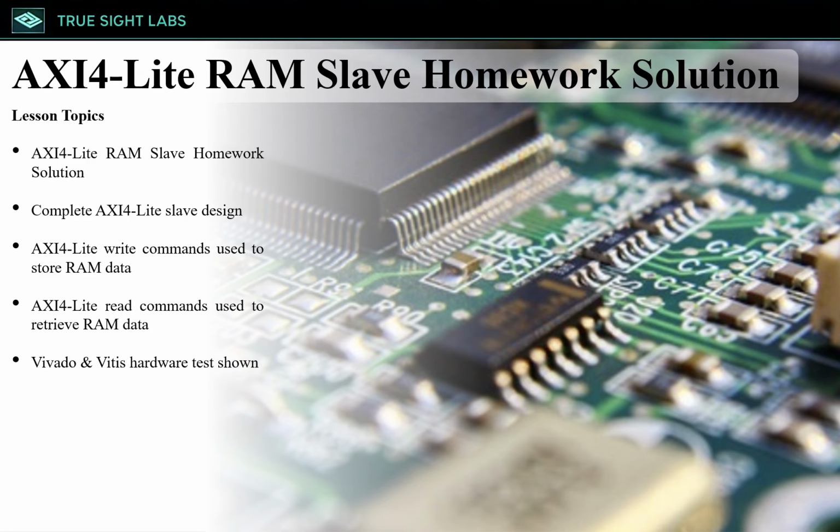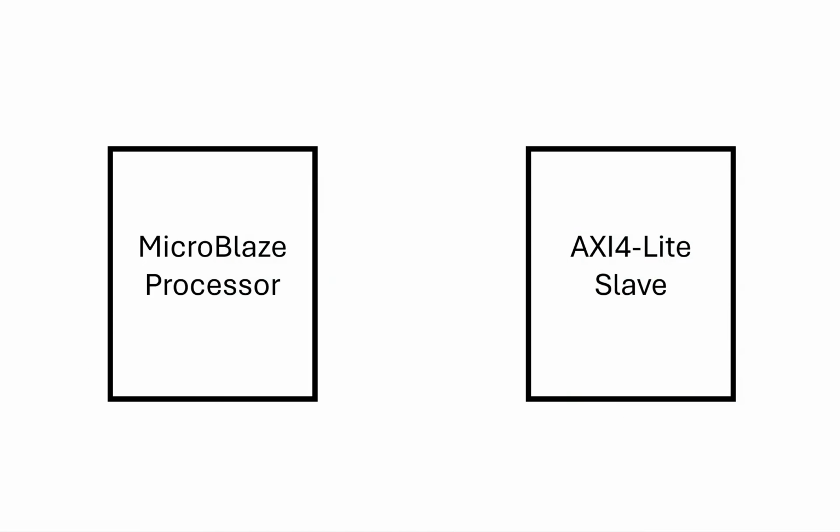Hello everyone. In this video, we are going to solve the AXI4-Lite homework problem from the previous lesson. The goal is to design an AXI4-Lite random access memory slave in Verilog. To do that, we will combine AXI4-Lite write commands and AXI4-Lite read commands into one complete IP block. After the code is explained, we will also show the Vivado and Vitis setup used to test the RAM with the MicroBlaze processor. This lesson ties the previous two lessons together.